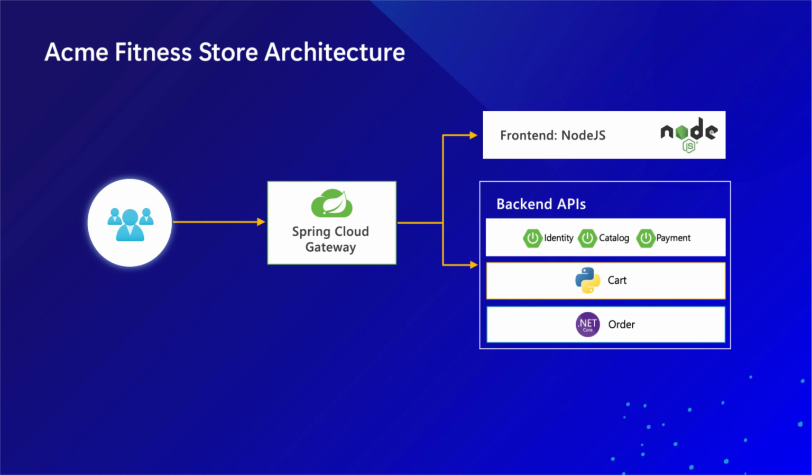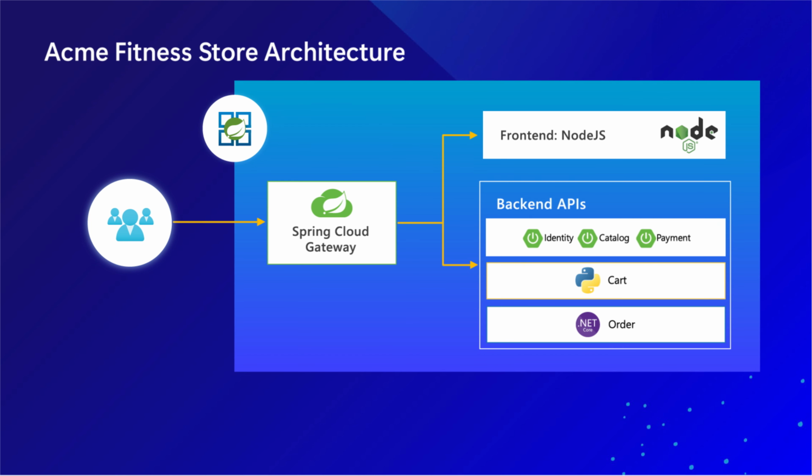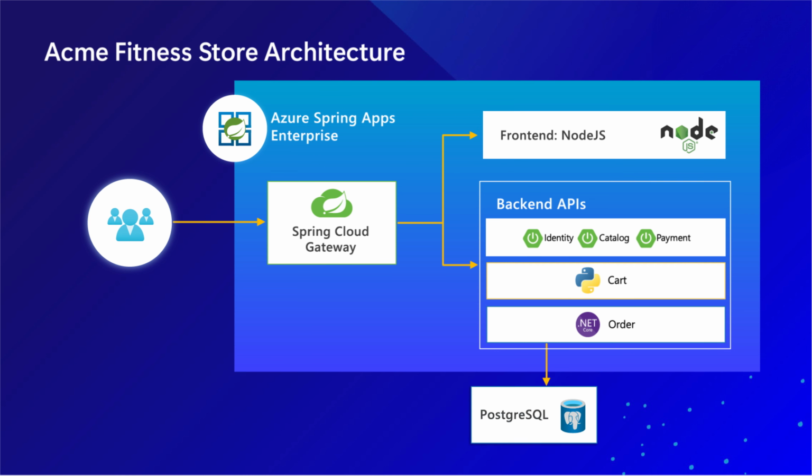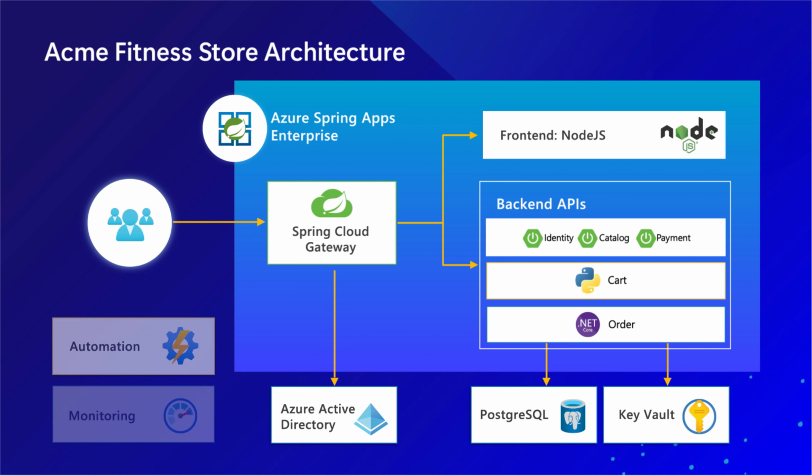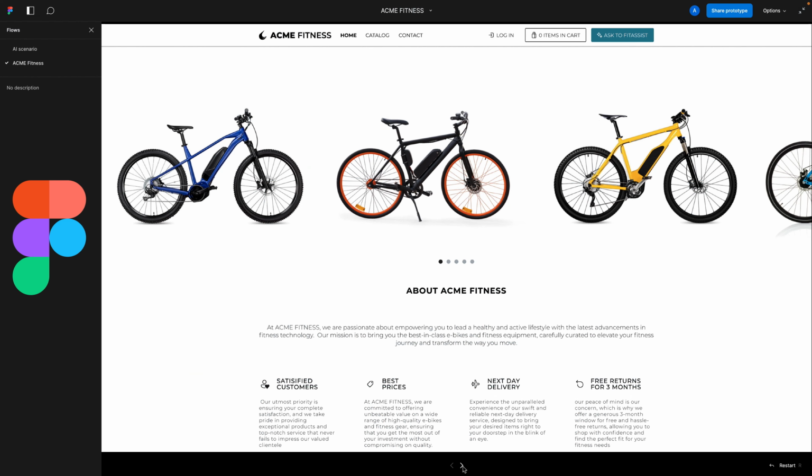All the components of the system are deployed to Azure Spring Apps. It uses a Postgres database to store business state and Azure Key Vault to store secrets. Azure Active Directory is used to perform single sign-on for authenticating end customers for the applications. These are Figma designs.